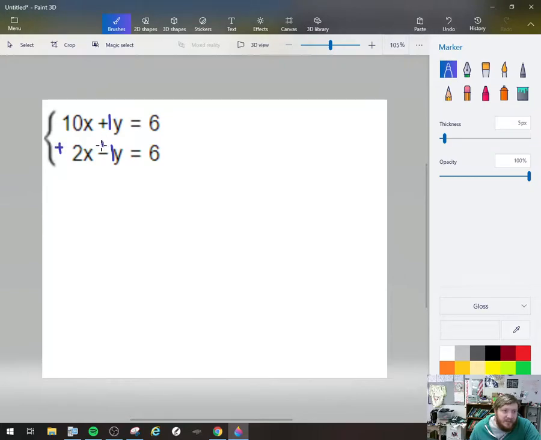And if you're like, Mr. Canfield, the problem says use the addition method. Yeah, I know. It's not always going to tell you, though. So I want you to be able to discern what the right way to do it is.